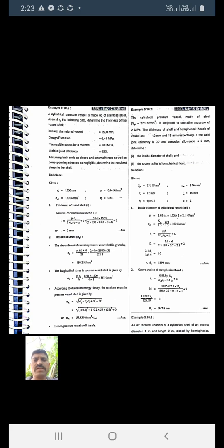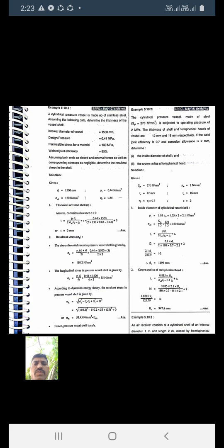See, di is given 1500 mm, pi is given 0.44 MPa or Newton per mm square. 1 MPa is equal to 1 Newton per mm square. Sigma all is equal to 130 Newton per mm square. And eta L, the joint efficiency, is given 0.85. The thickness of the vessel shell we want to calculate. Here we have seen the corrosion allowance, right? But here the corrosion allowance value is not given. That's why we will consider the corrosion allowance is 0.